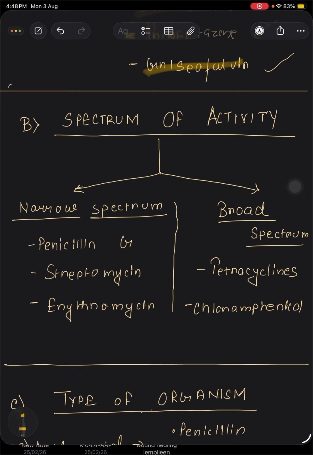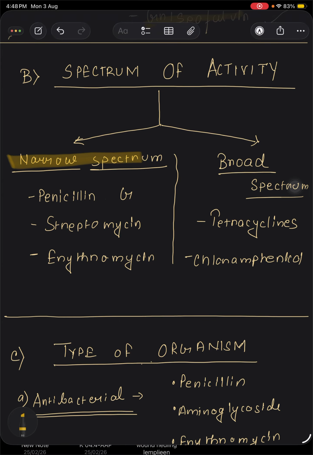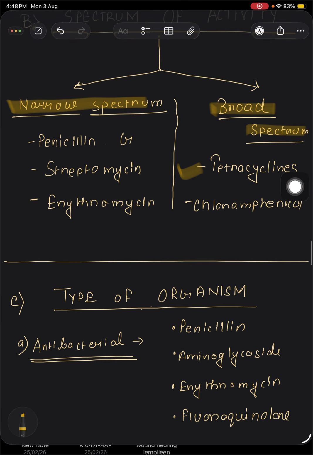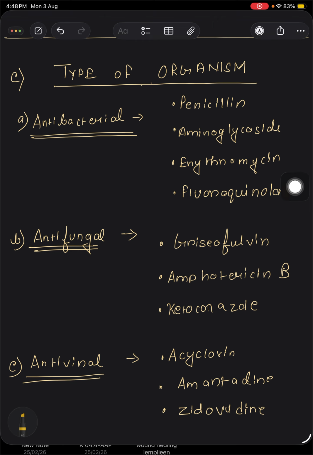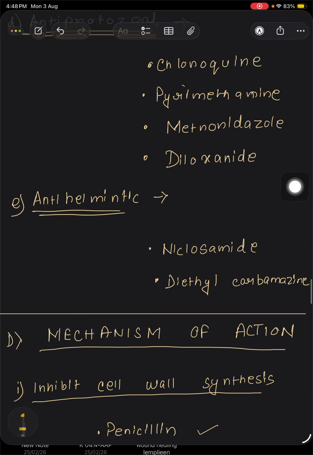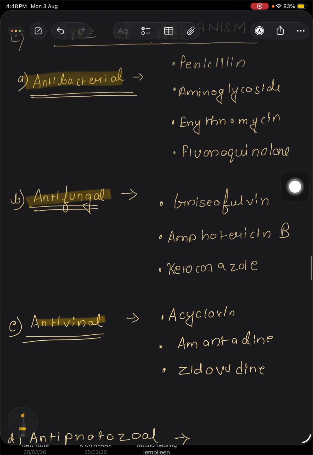Then the second basis is on the basis of spectrum of activity, whether they are narrow spectrum or broad spectrum. In narrow spectrum we have penicillin G, streptomycin, erythromycin. These are all narrow spectrum antibiotics. And in broad spectrum we have the most commonly used tetracyclines and chloramphenicol. Now, in type of organisms on which they act, we have antibacterial, antifungal, antiviral, antihelminths, and antiprotozoal.